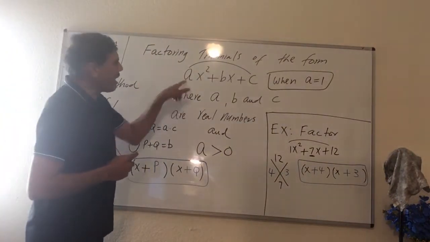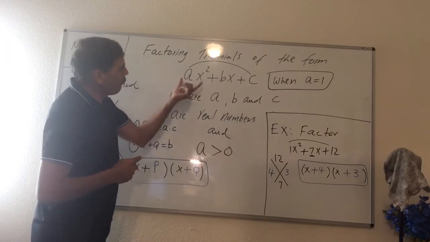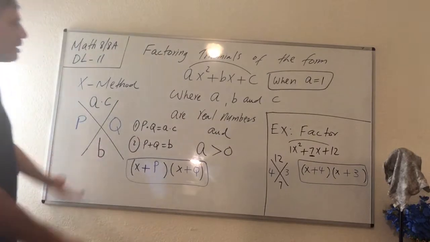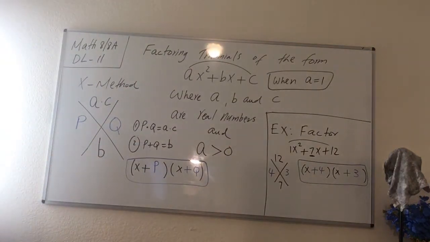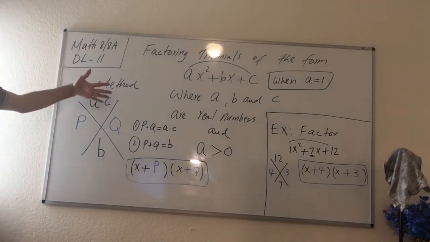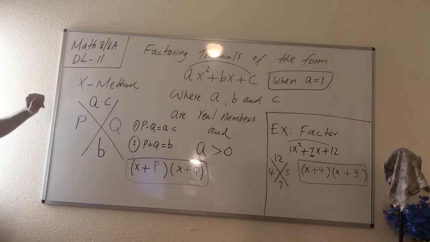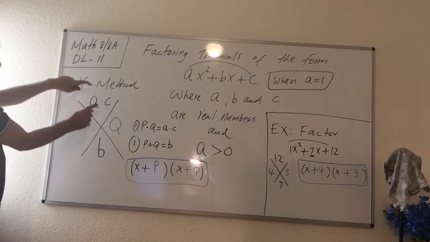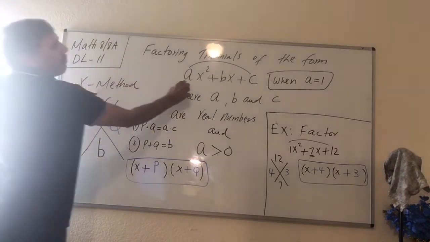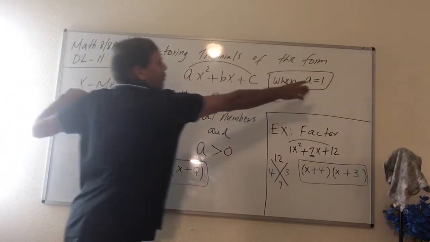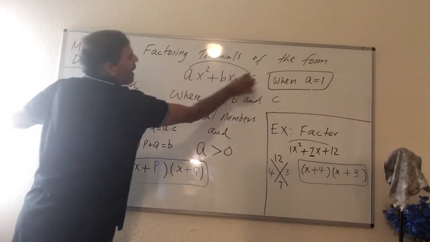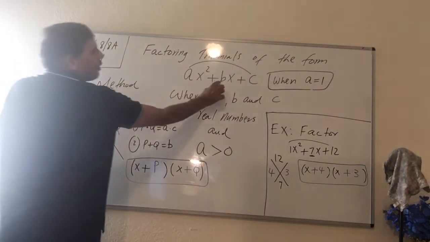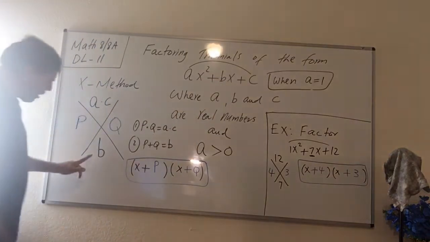Remember, a, b, c are any real numbers, and we know the leading term is always positive. If the leading term is negative, we always take the negative as the greatest common factor. This is the approach we're going to use here. It's called the X method. We're going to make an X. The top of the X is always the leading coefficient multiplied by the constant, and the number in the middle, b, is always at the bottom.